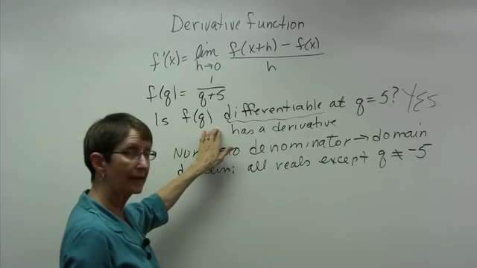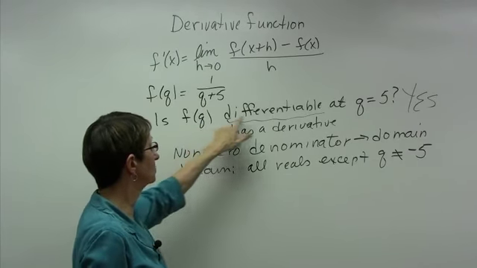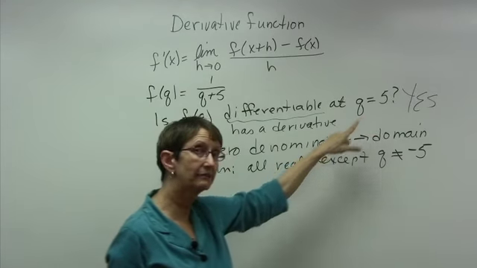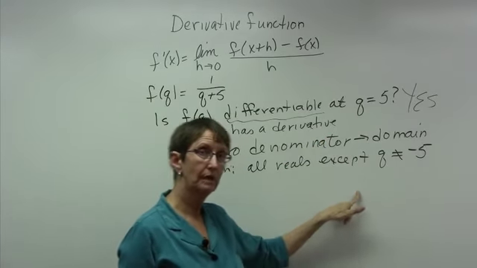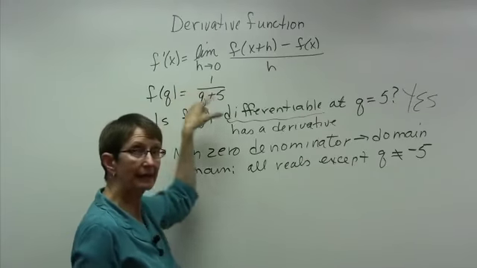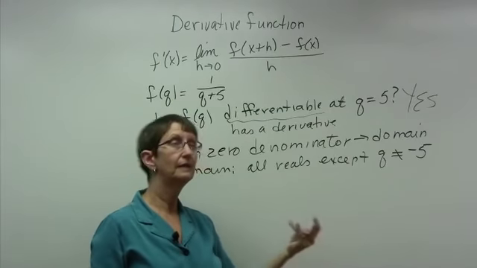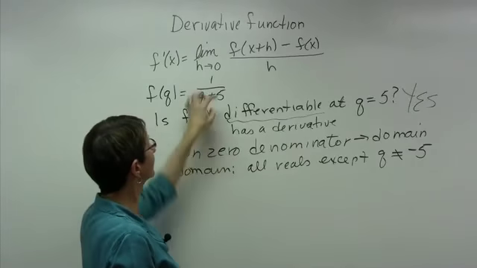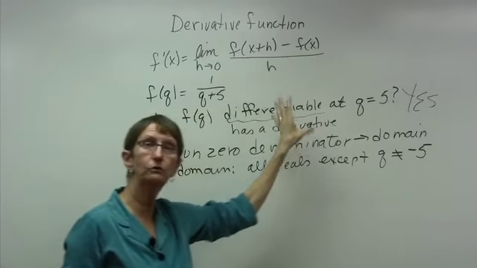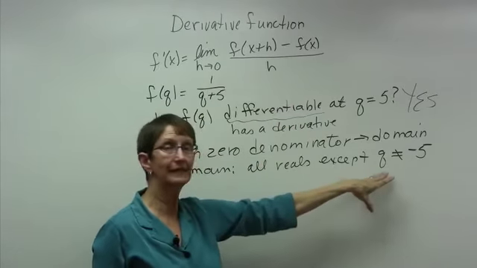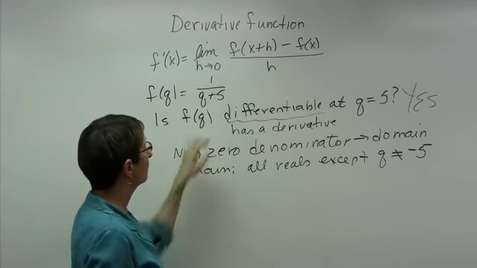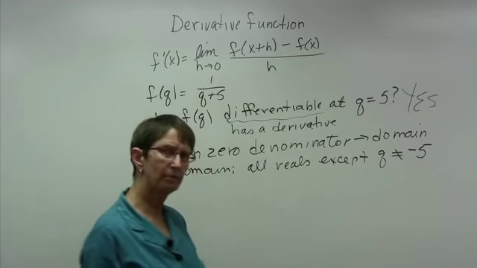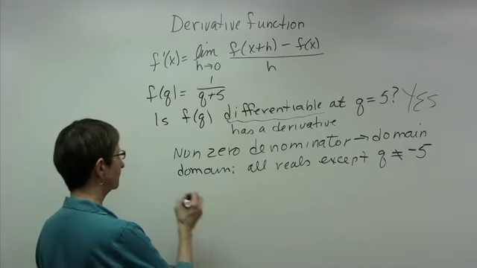So if I back up and just say, is f of q differentiable at q equal to negative 5? That answer would be probably no, because you can't even put negative 5 into the original function. So it's likely that when you do the definition of derivative, you also cannot put negative 5 into the derivative function as well. With functions like this, it's a little bit more complicated to look for.